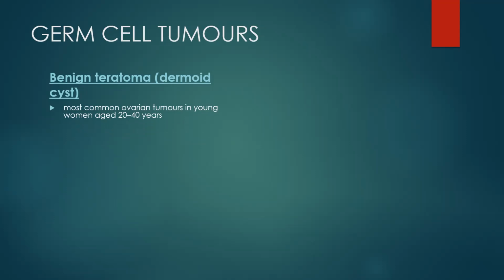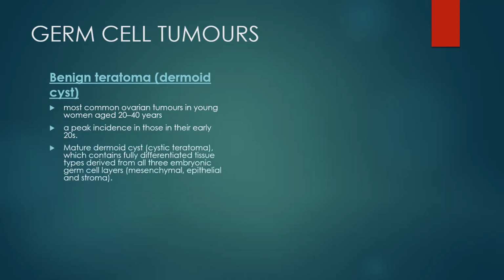Generally there are simple cysts, but sometimes they can be complex cysts, but this is benign. Complex cyst in the young women can be benign because of increased incidence of benign teratomas. These occur in women between 20 to 40 years, with a peak incidence in their early 20s. Mature dermoid cyst, cystic teratoma, contains fully differentiated tissue types derived from all 3 embryonic germ cell layers: mesenchymal, epithelial, and stroma. Hair, teeth, fat, skin, muscle, cartilage, bone, and endocrine tissue are frequently present.